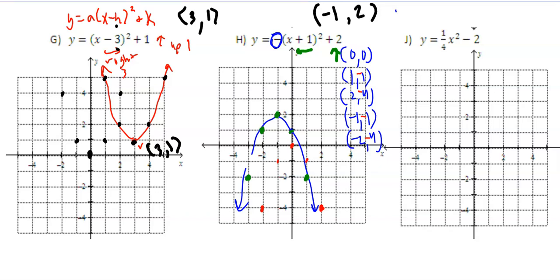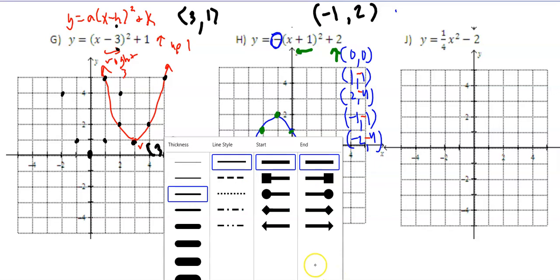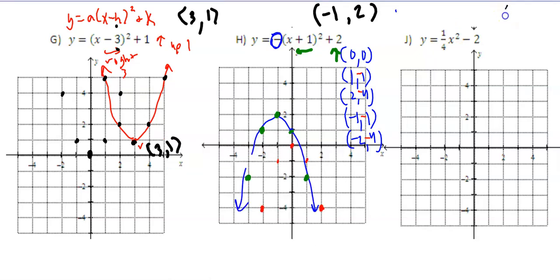So let's look at this one. In words, you would say that this one has a vertical shrink and it's going down 2 units. So let's just do it the old-fashioned way. So 0, 0, 1, 1, whoops, 2, 4, -1, 1, and -2, 4.